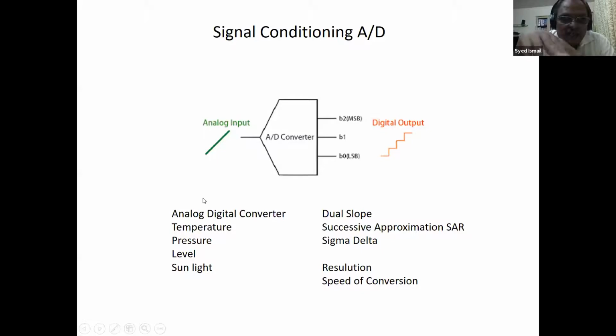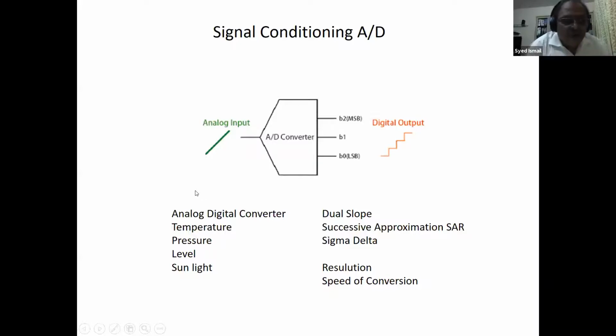But coming back to the third one, successive approximation. This is very fast. It actually approximates successively, so it can go very fast. This is the one used in high speed when you want to convert from analog to digital. We come back to what is resolution. It's important now to come to all of them.